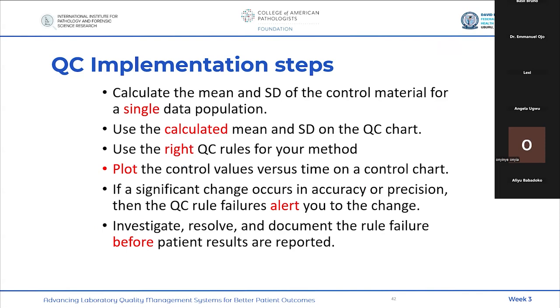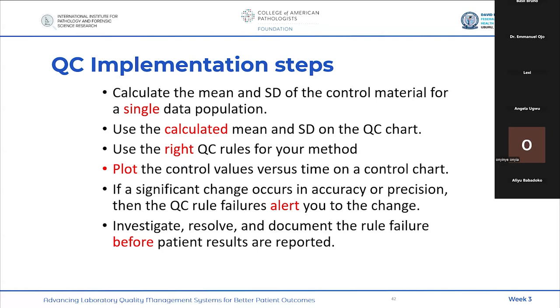The QC implementation steps also include, in granular terms, that you calculate the mean and the standard deviation of the control material for a single data population. Use the calculated mean and SD on the QC chart. Use the right QC rules for your method. Plot the control values on the control chart. And if a significant change occurs in accuracy or precision, then the QC rule failures alert you to the change.